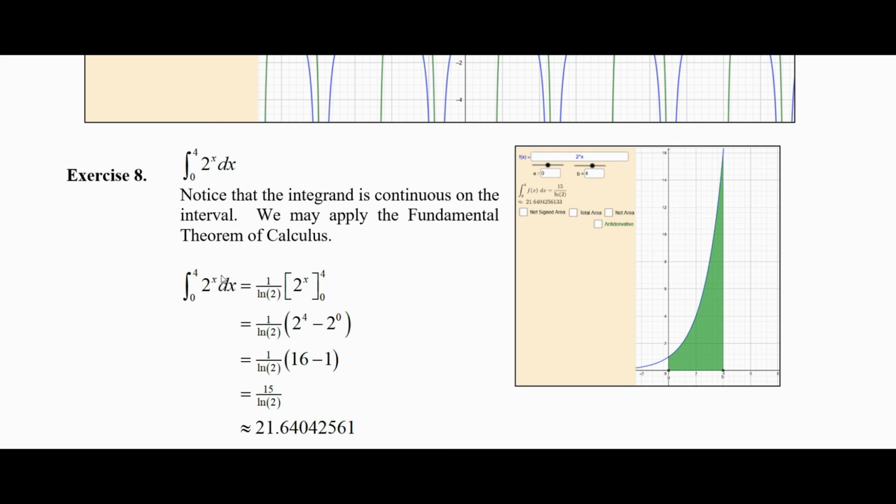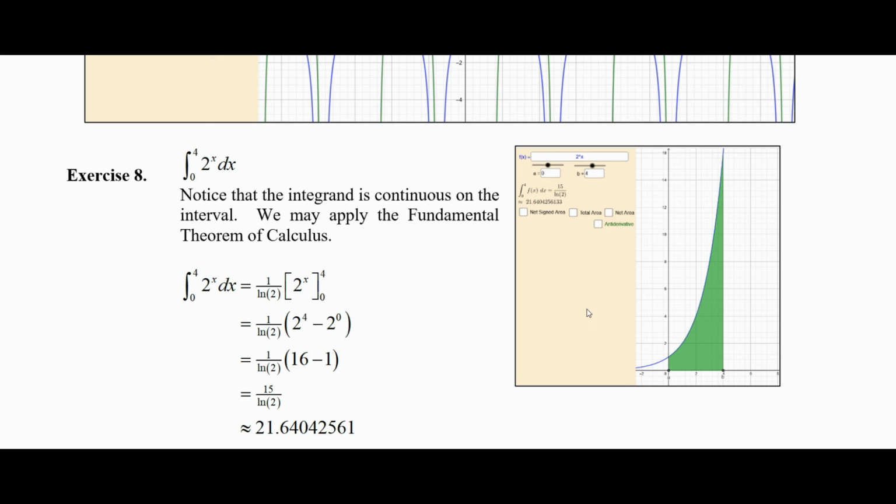The antiderivative of 2 to the x is 2 to the x times 1 over the natural logarithm of 2. And we want to evaluate that from 0 to 4. I can pull the 1 over log 2 out front of the parentheses here, and I just have 2 to the 4th minus 2 to the 0. 2 to the 0 is 1, 2 to the 4th is 16, 16 minus 1 is 15. So the answer is 15 over the natural log of 2, or approximately 21.64.